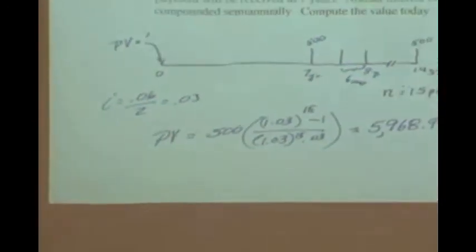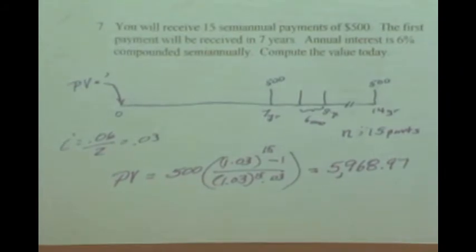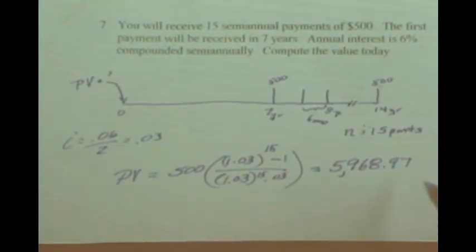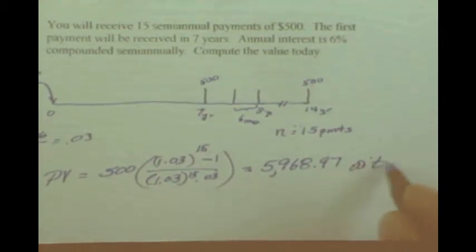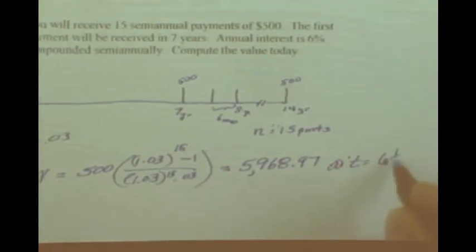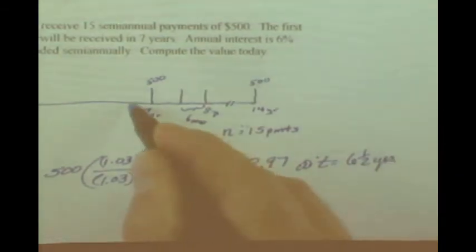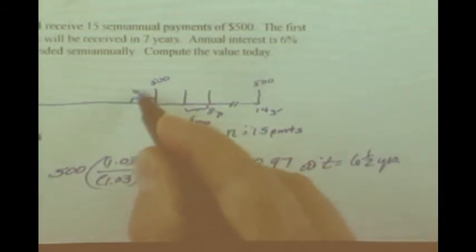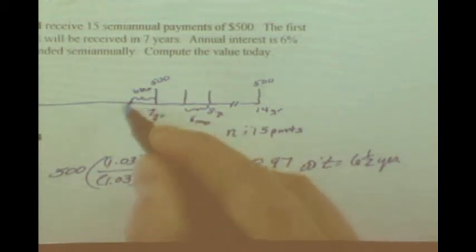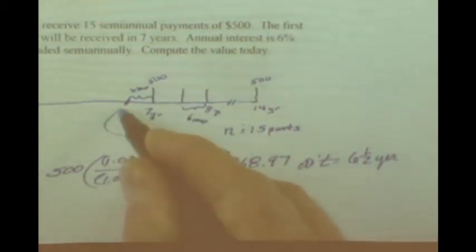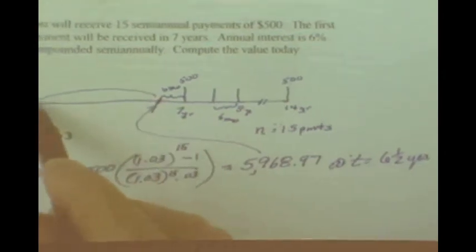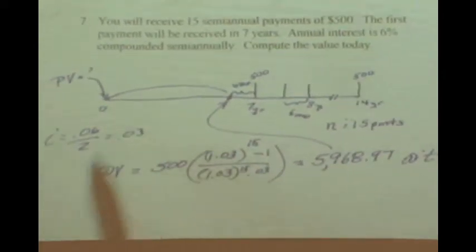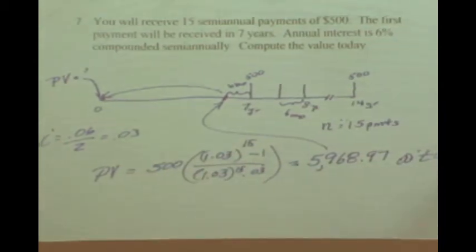Well, the period is the time between payments. So the time between payments is 6 months, and this is at time 6.5 years. Right there, 6 months before the first payment. So I want to take this lump sum of $5,968 and I want to move it backwards 6.5 years.